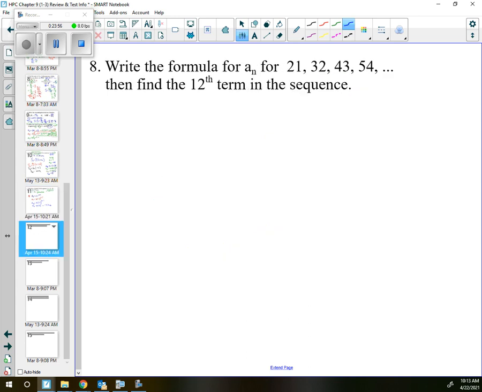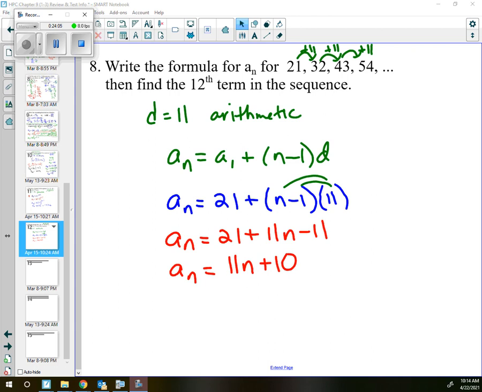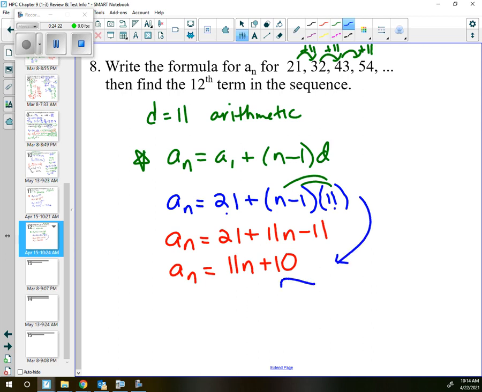All right, let's take a look at another one. Same kind of thing, so go ahead, pause the video. What kind of sequence do you think it is? And then write your a_n formula, and then let's find the 12th term. All right, so hopefully you noticed we're adding 11 each time, a common difference, so it's arithmetic. We have our a_n formula for arithmetic here, so we're just substituting in. a_1 was 21, and our common difference was 11. Make sure you simplify. Get this into the easiest format for people to work with.